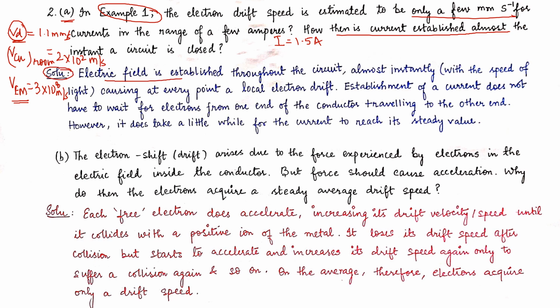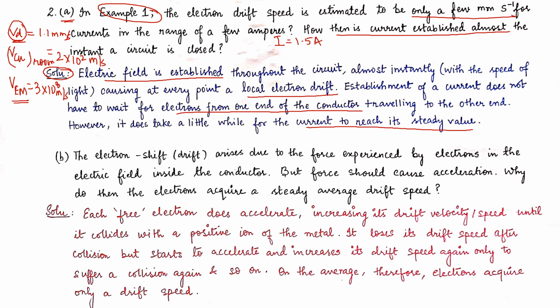Electric field is established throughout the circuit almost instantly with the speed of light, causing at every point a local electron drift. Establishment of current does not have to wait for electrons from one end of the conductor to travel to the other end. However, it does take a little while for the current to reach its steady value. Now it's time for us to understand this.